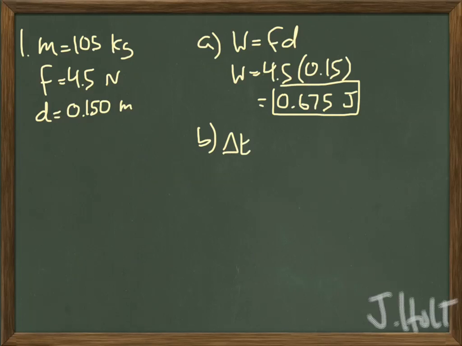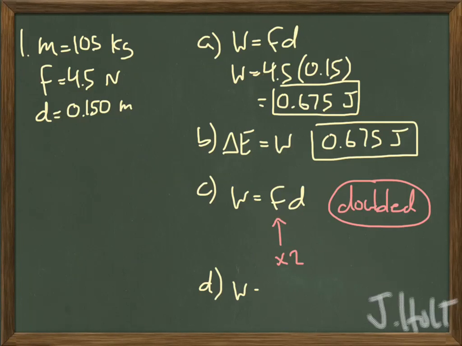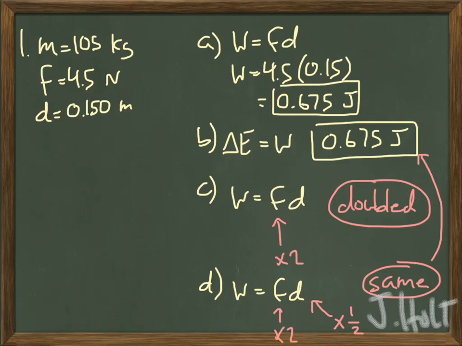Now to find the change in energy, well, the change in energy is work. That's the definition of work. Work is change in energy, so it's going to be the same number. If you doubled the force, that would end up doubling the work. You can also just input your own values to see what would happen, but it would end up doubling it. And if you double the force and then halved the distance, the times 2 and the times 1/2 would cancel each other out, so it would end up being the same as what your original value was.